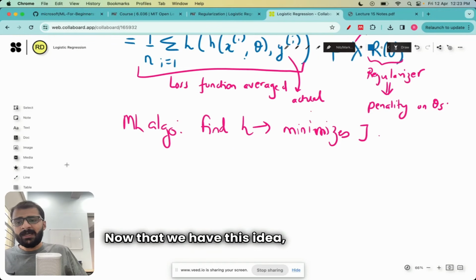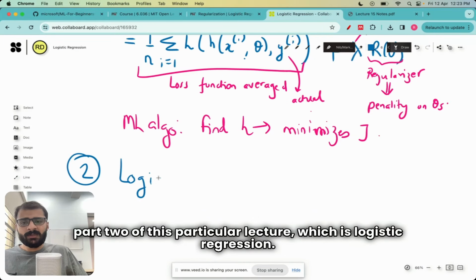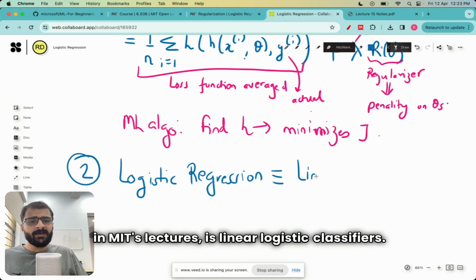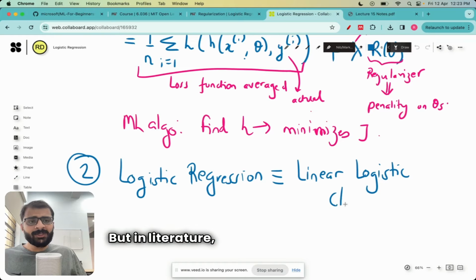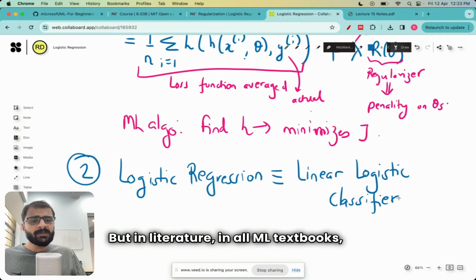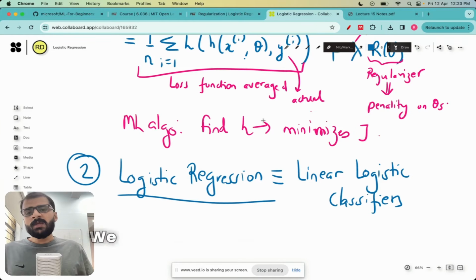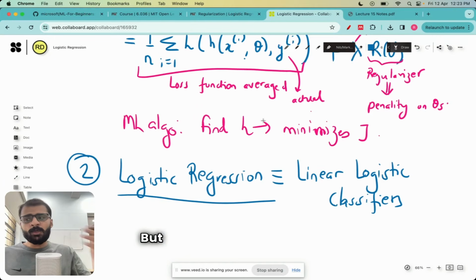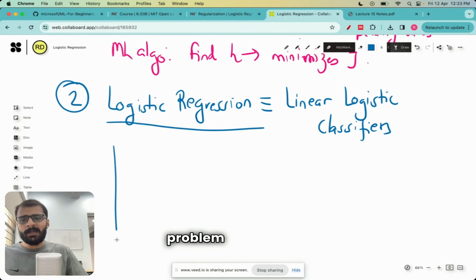Now that we have this idea, let us look at part 2 of this particular lecture, which is logistic regression. Another name for logistic regression, which is used in MIT's lectures, is linear logistic classifiers. But in literature, in all ML textbooks, the most commonly used terminology is logistic regression, so we will stick with it. We will need one or two more lectures to cover everything related to logistic regression, but today will be a good start. So essentially, logistic regression, the problem is the same.